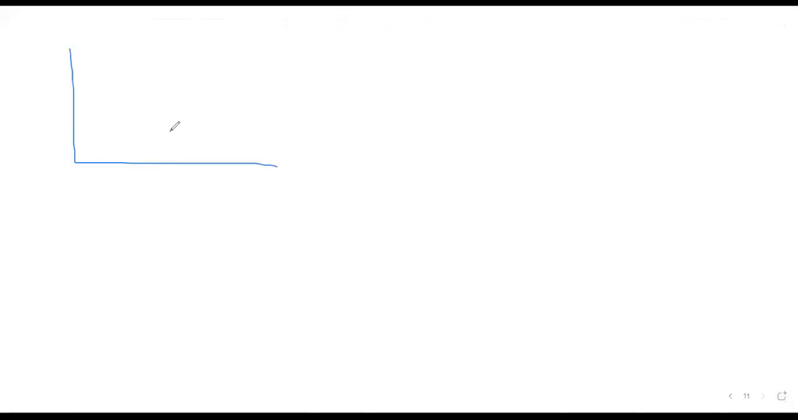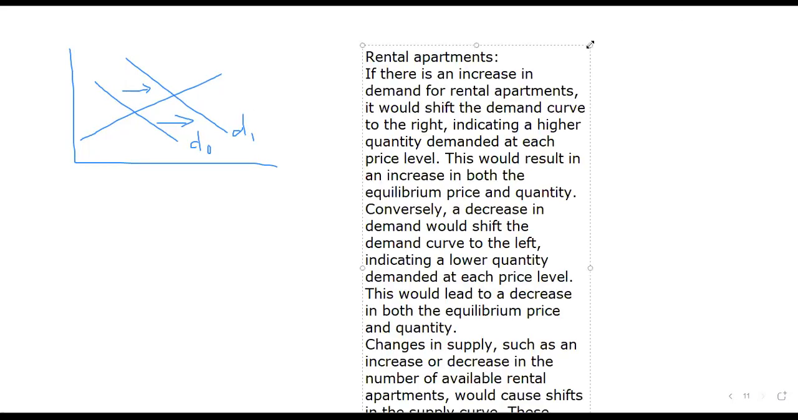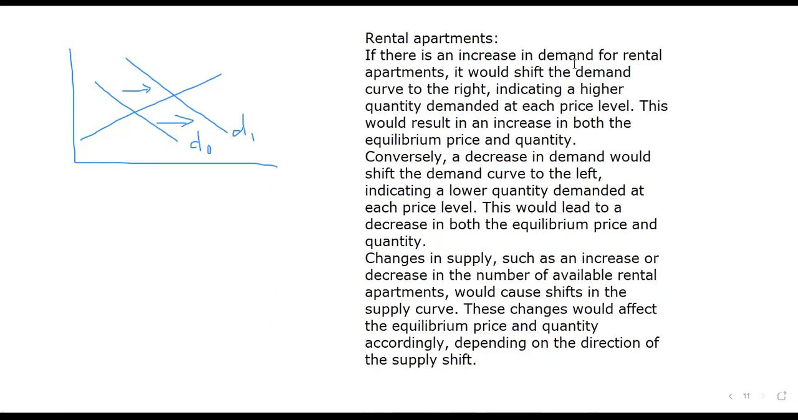So the initial demand: we have the same supply, but demand has increased from D0 to D1. There'll be a shift to the right. So what is causing the shift to the right? So this is the explanation. What is happening here is this: for apartments, there's an increase in demand, it will shift the curve to the right, indicating a higher quantity demanded at each price level. So this would result in an increase in both the equilibrium price and the quantity.